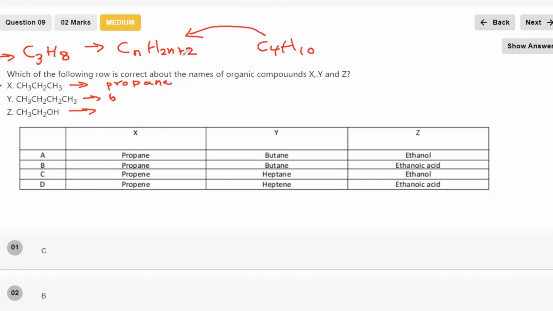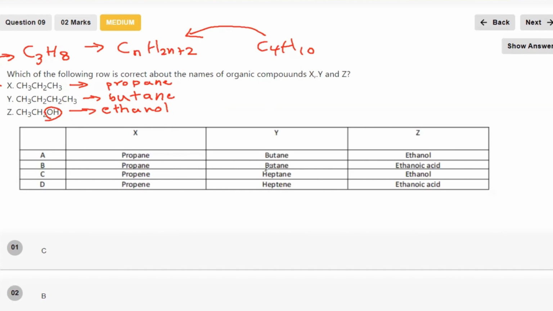So since it's a 4-carbon chain, we have a prefix of but, and since it is also an alkane, we have the suffix of ane. This is a butane. And finally, Z has 2 carbons, which means the prefix is going to be eth. And now here, this is simple. This has a very distinct functional group, OH. OH means it is an alcohol. Alcohols will have a suffix of ol. So this becomes ethanol. So the correct sequence of names is propane, butane, and ethanol.